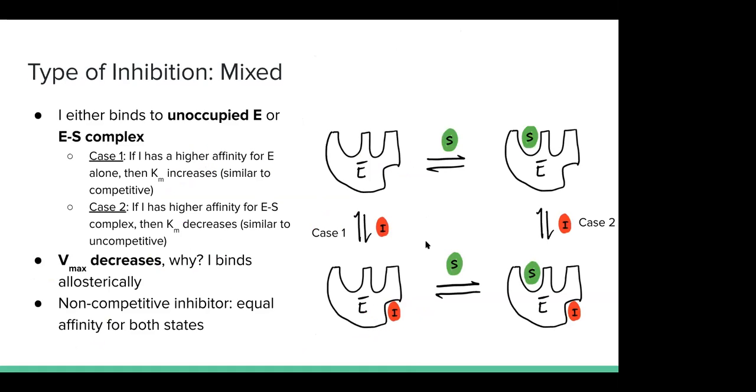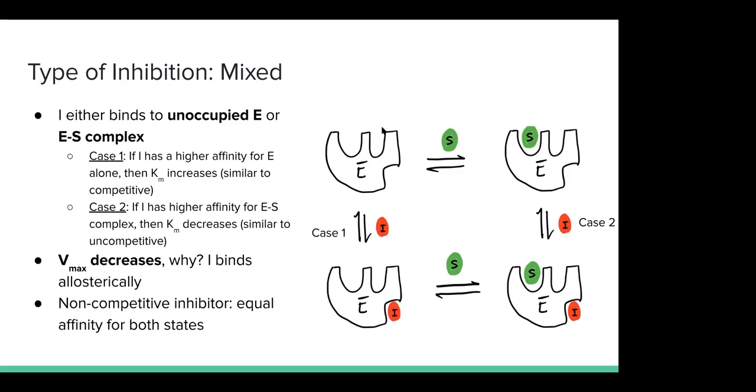Okay, our last type of inhibition we're going to talk about is mixed inhibition. The inhibitor will bind to either the free enzyme or the enzyme substrate complex, but it has a greater affinity for one or the other. So we have two cases. Let's look at case one, where the inhibitor has a higher affinity for the enzyme alone.